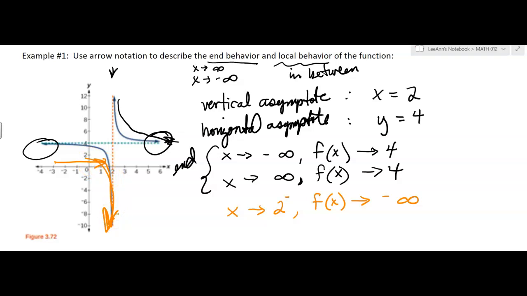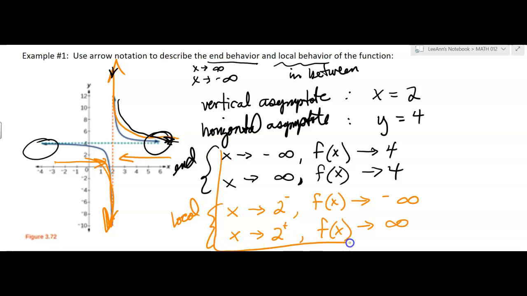Now we're going to do the same thing, only we're going to go from the right. So as x is approaching 2 from the right, f of x is approaching... Now, when we come from the right, it's going up this way. So it's approaching positive infinity. This would be the local behavior. All right, so the answer's right here.